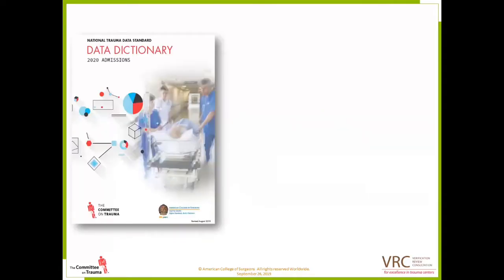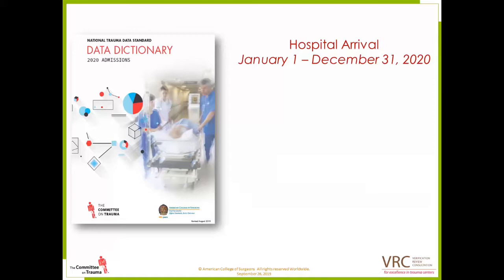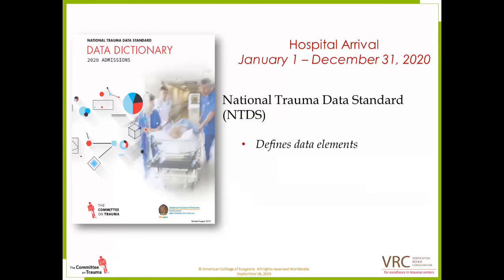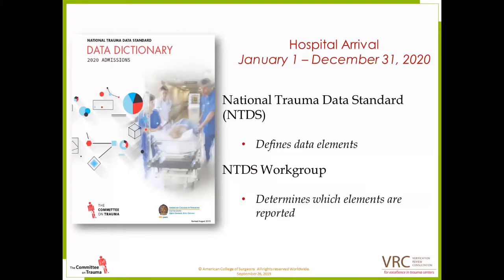Here it is. This is the data dictionary. And for the 2020 data dictionary, it covers patients who are admitted on January 1st through December 31st of 2020. And there is a kind of a distinction I want to talk to you about up front. The National Trauma Data Standard, which is also known as the NTDS, defines the data elements. And then we have an NTDS work group, and they determine which elements are reported or included in the dictionary.